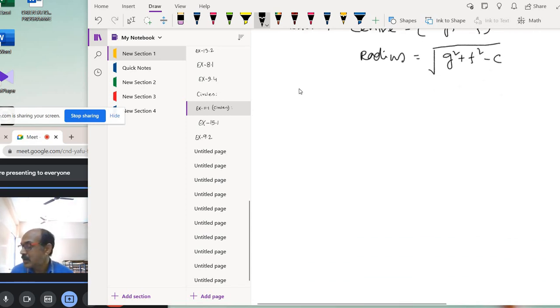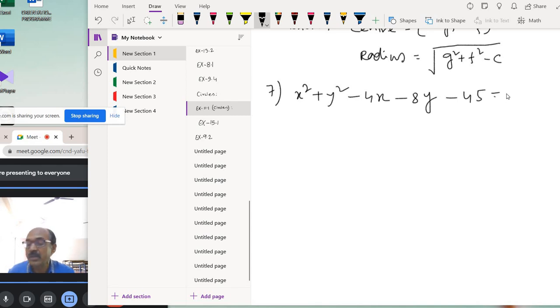Now see question number 7. Question number 7 is: find the center and radius of the circle. So first write down the equation: x square plus y square minus 4x minus 8y minus 45 equal to 0. This is the equation of a circle, because you see the coefficient of x square and the coefficient of y square are the same.